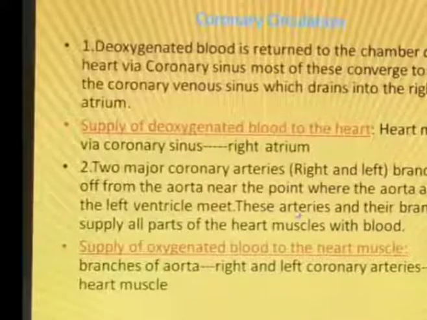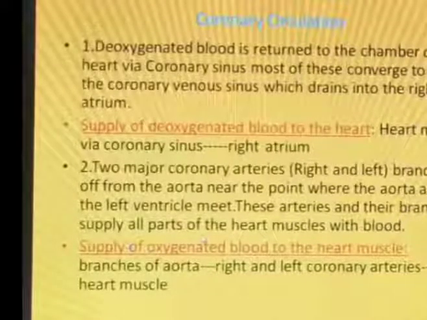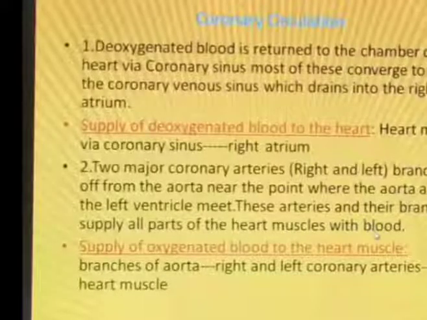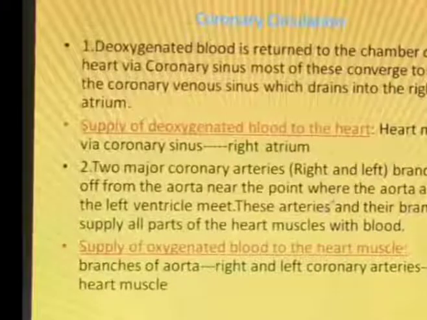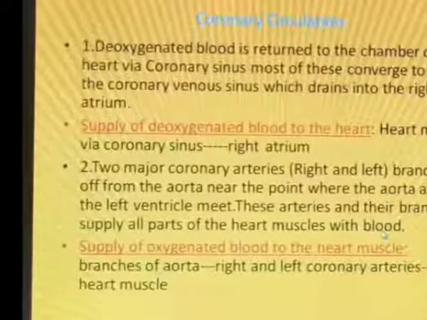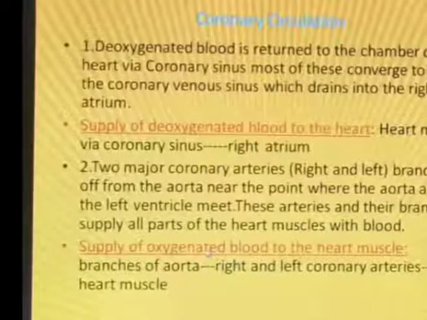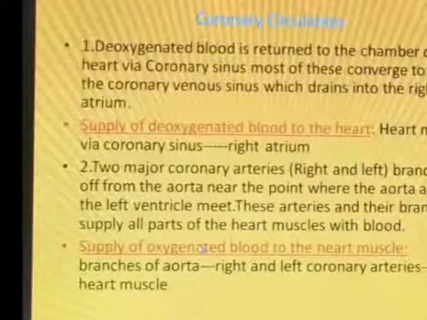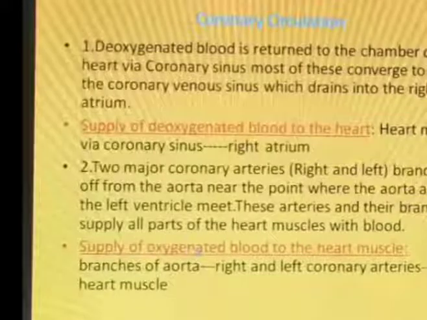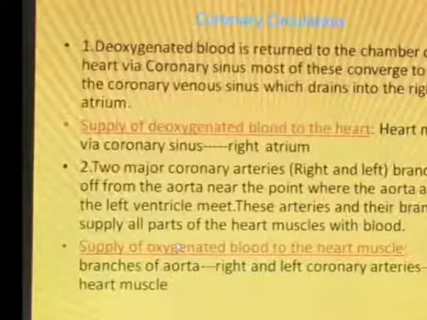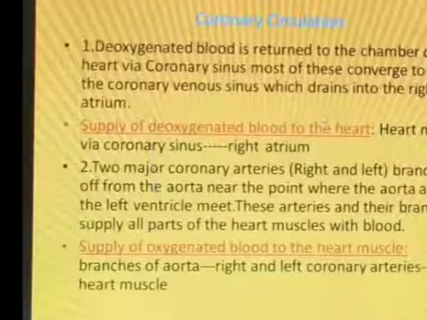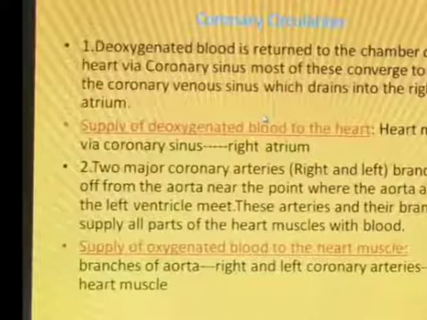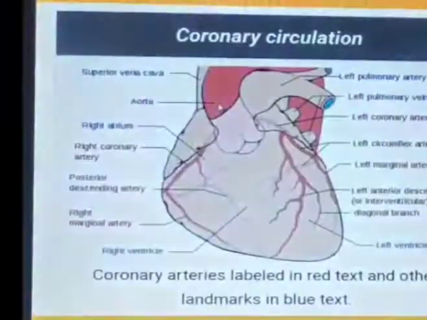These arteries and their branches supply all the parts of the heart muscle with oxygenated blood. So, this oxygenated blood is carried from the aorta and supplied to the heart muscles. And after functioning of the heart, the blood gets deoxygenated. And this deoxygenated blood returns to the right auricle through the coronary sinus. So this constitutes the coronary circulation.